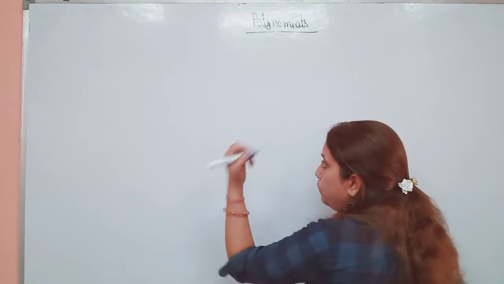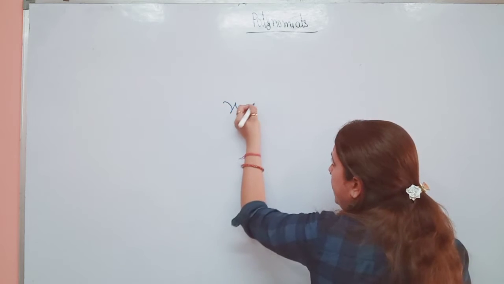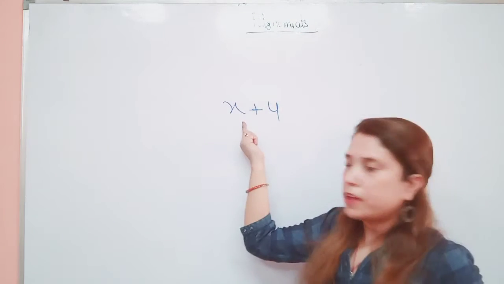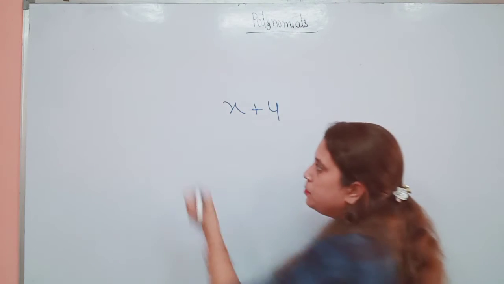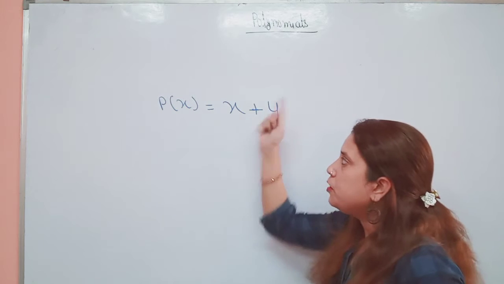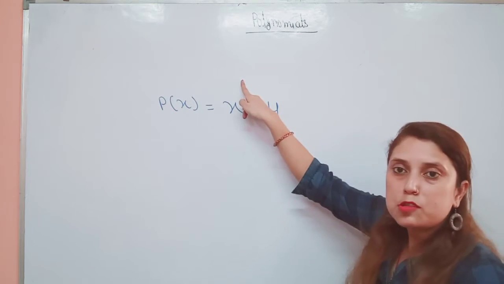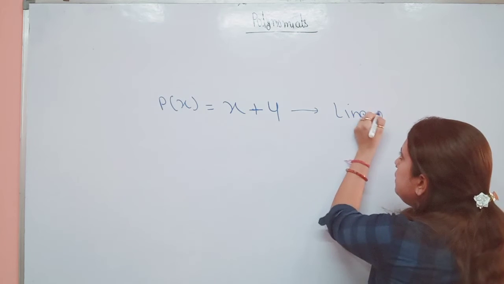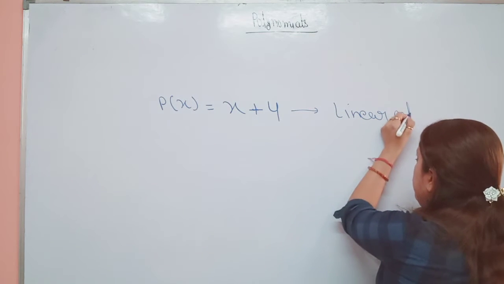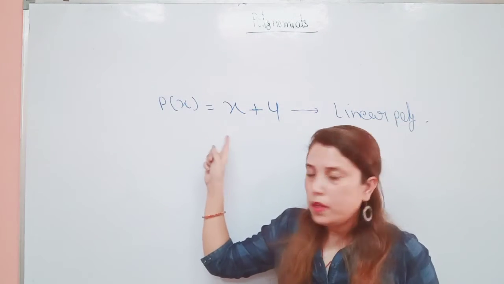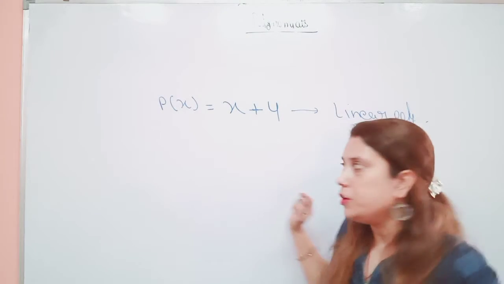Suppose we are having example x plus 4. What is the degree of this expression? What is the degree of this polynomial? The degree of this polynomial is 1. So this is a linear polynomial. If the degree of a polynomial is 1, it is called a linear polynomial.